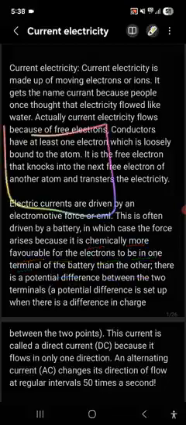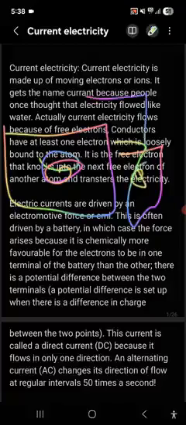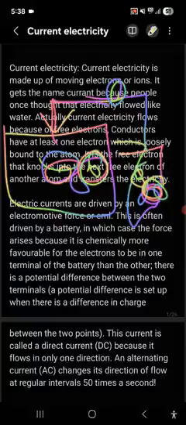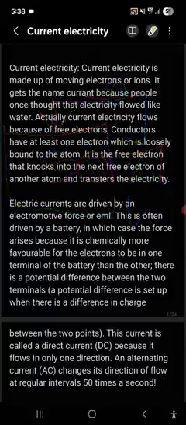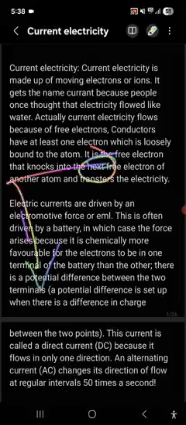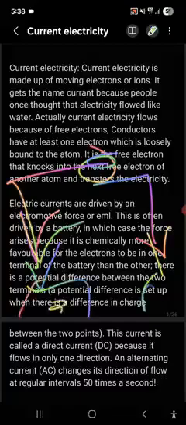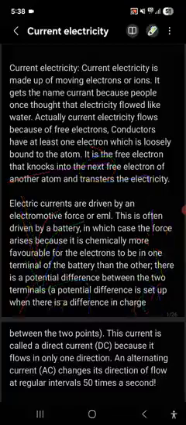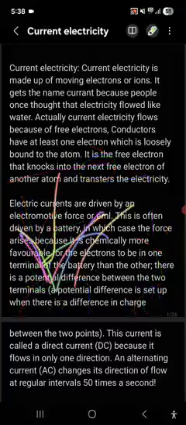If there is a potential difference between two terminals, then electricity will flow, because there isn't much difference here, but here it has much difference between two points. This current is called direct current. When there is a difference, the current flows here and not there. So in a battery it's called direct current. It goes only in one direction.